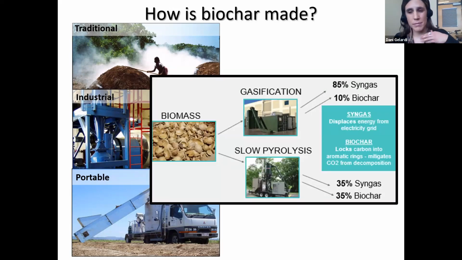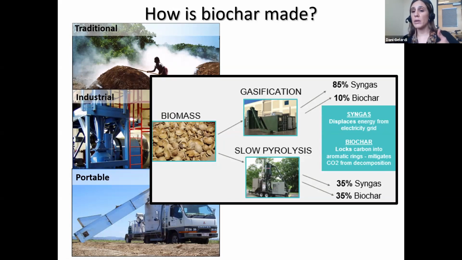And depending on the production method and the temperature, you have really different outcomes. Like I said, some of the more high temperature industrial systems called gasifiers tend to be optimized more towards syngas production, so you'll have a smaller biochar yield. Whereas slow pyrolysis has a much larger biochar yield, but less of that renewable fuel.